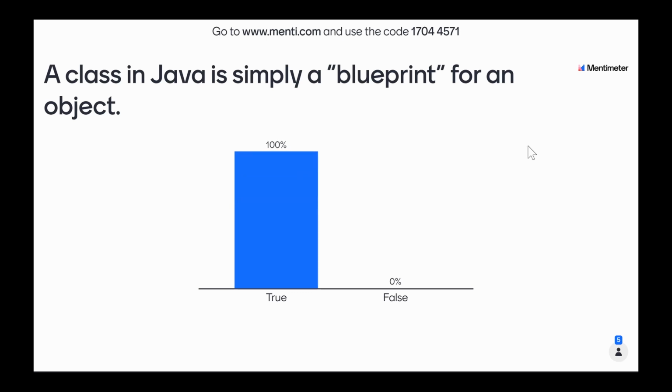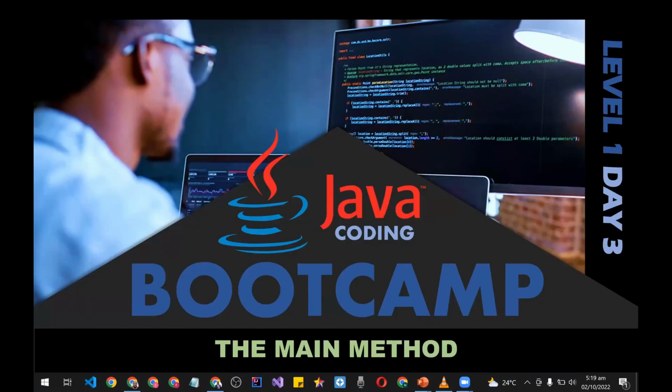And 100% we selected true. So it is true. The correct answer is true. Java has classes, and a class is a blueprint for an object. Later, we'll start creating objects and you'll see how it works. We also learned that classes also group our methods and their attributes for us. All right, so let's switch over to the main lesson for today.